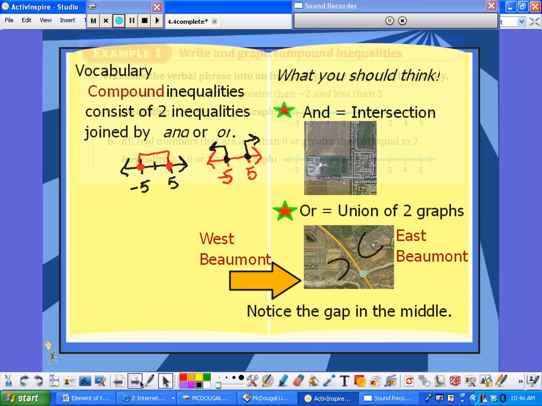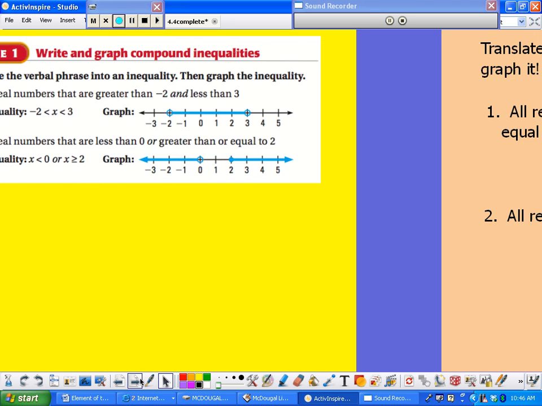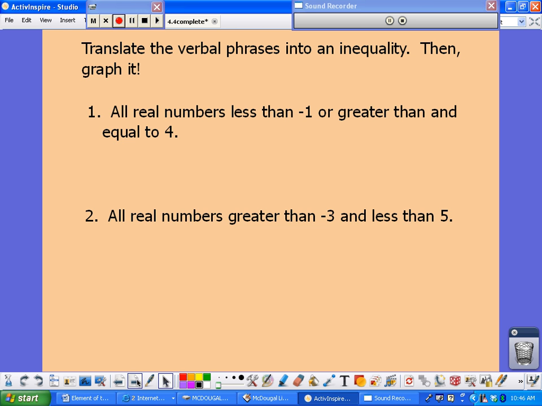Okay, so we also talked about, I gave you some examples, but let's first talk about turning verbal phrases into inequalities. And I'm just going to do one because we did several of those in class. But the first one, it says all real numbers, okay, so I could say x less than -1, or all real numbers x that are greater than or equal to 4. So that's how we would translate that.